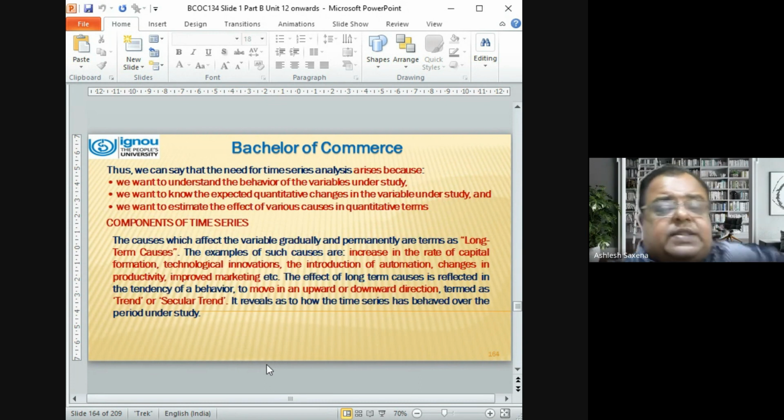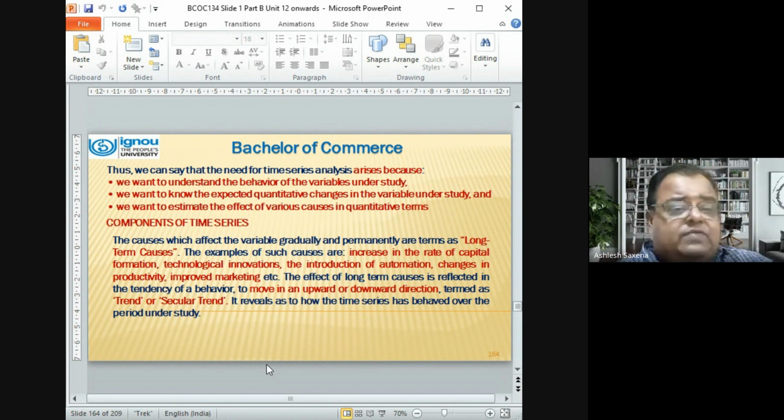Thus, we can say that the need for time series analysis arises because we want to understand the behavior of variables under the study. Secondly, we want to know the expected quantitative changes in the variable under study. And we want to estimate the effect of various causes in quantitative terms.